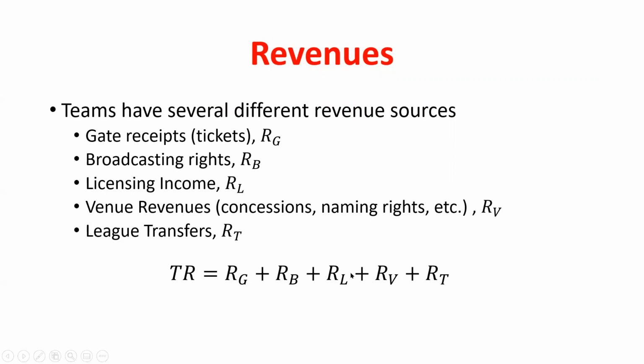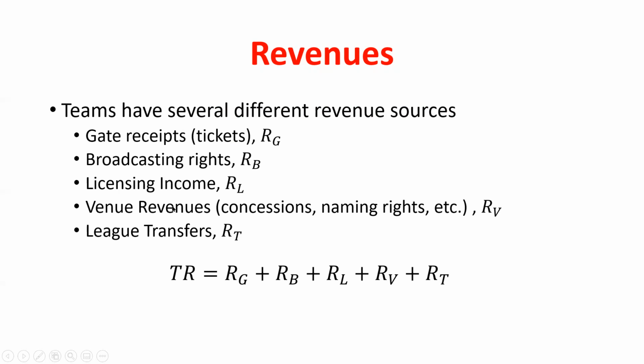There's 5 main categories. Obviously, if we wanted to, we could get into really specific categories here and make this a lot more than 5. The main 5 are gate receipts or ticket sales, and the broadcasting rights, which we'll talk a little bit about today. Sometimes it's not just the team making these broadcast rights, it's the team getting some revenue from the league selling these broadcast rights. Licensing income, once again, usually done through the league, but some of it is team specific. And then of course, venue revenue.